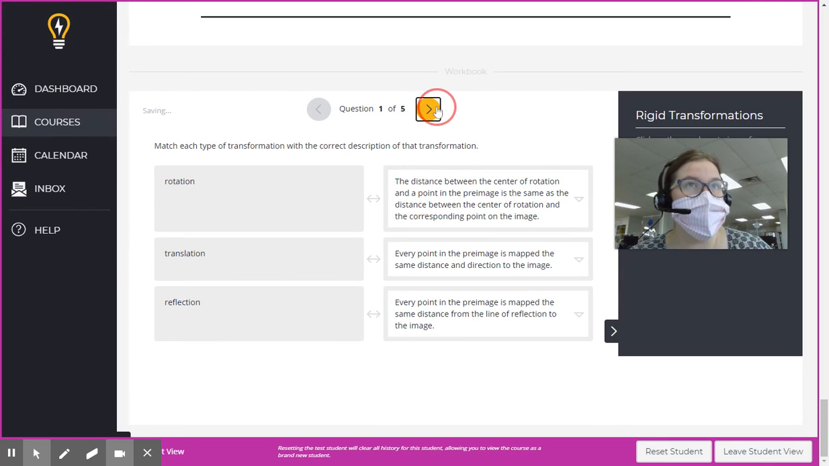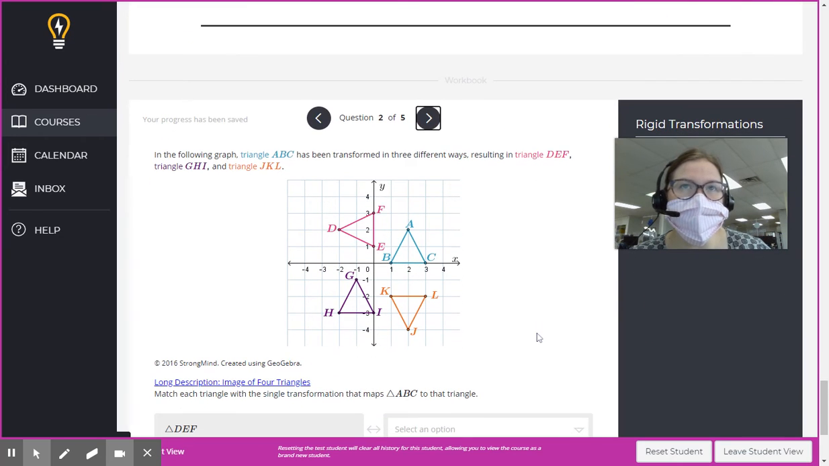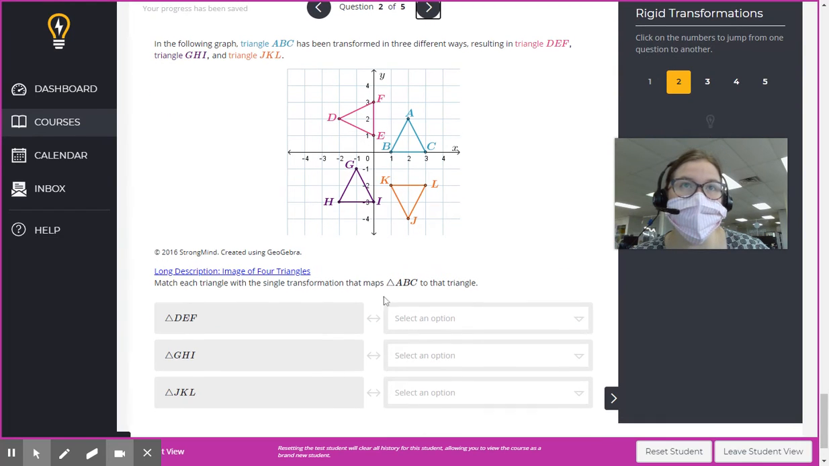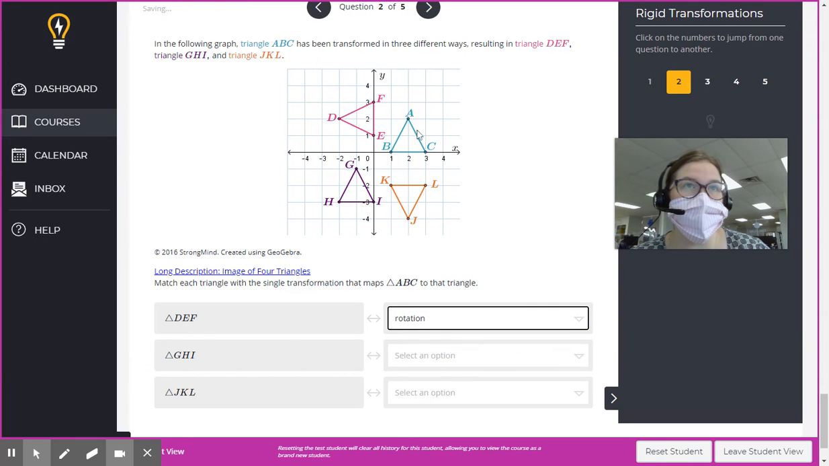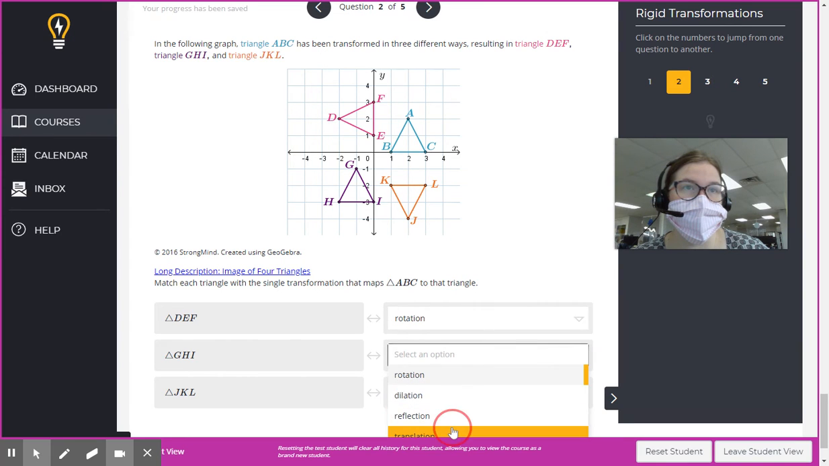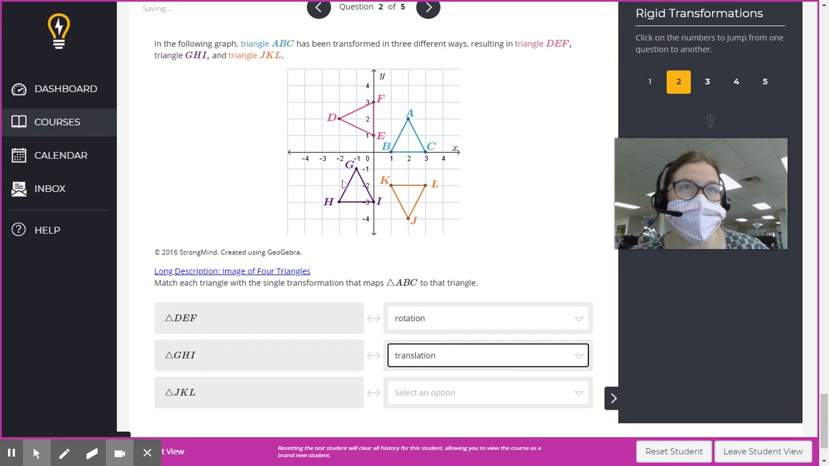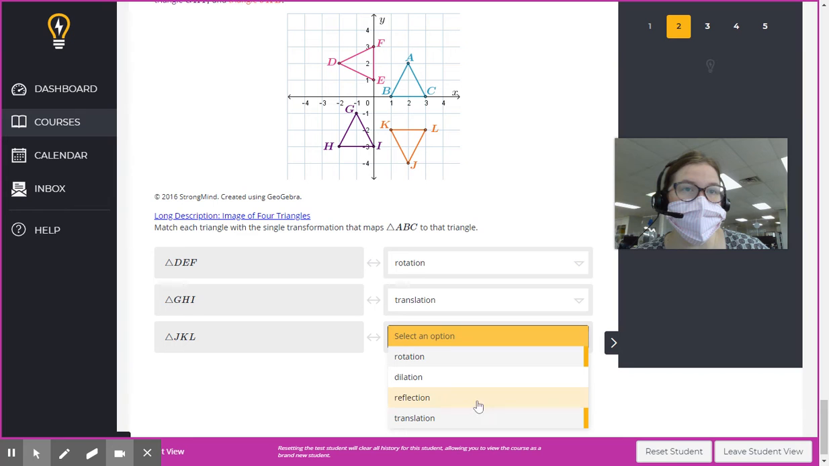Okay. Next one, we have these. So ABC has been transformed in 3 different ways, and we want to know what they are. So let's see, D, E, F turned. It was a rotation, because it was pointing up and now it's pointing to the left. So it turned this way. So that would be a rotation. GHI looks to me like they just slid it straight down. So that's a translation. And then JKL, you could reflect it across this line right there. It just goes straight down. So that would be a reflection.